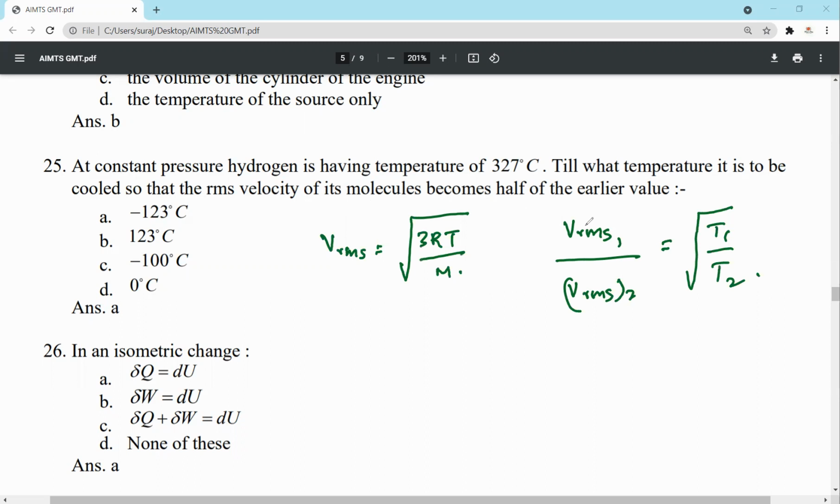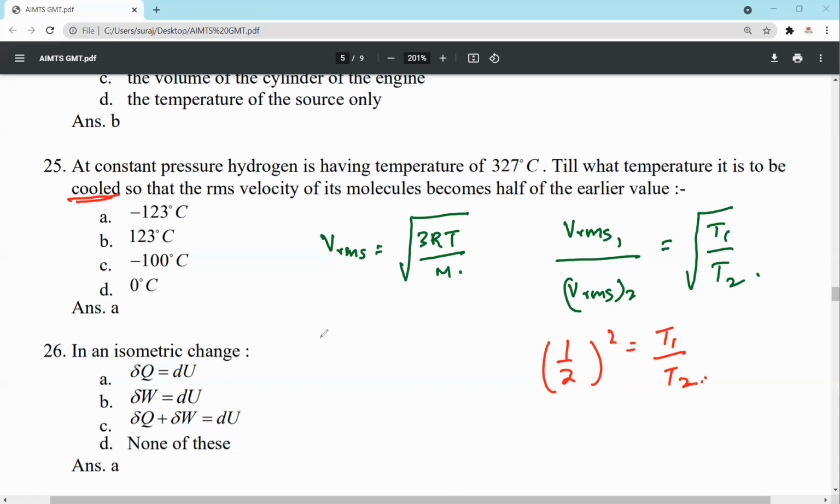Now VRMS 2 is given how much? Half the earlier value. VRMS 2 is half. That means 1 by 2 whole square equal to T1 by T2. So here temperature should be in Kelvin. First convert temperature to Kelvin, then you convert again to Celsius. After converting to Celsius, they are asking till what temperature it should be cooled. That means T2 minus T1. They are asking T2 minus T1. Okay. They are not asking ratio.